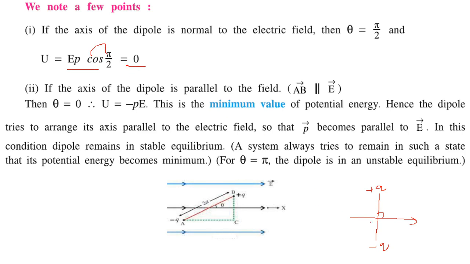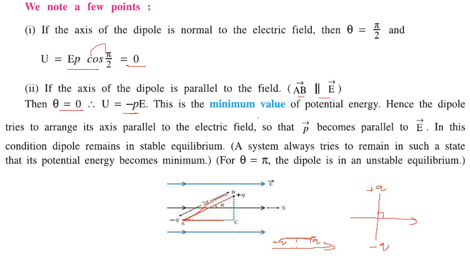And if it is parallel, say if this is the electric field line and this is the dipole, say this is minus q, this is plus q. The axis, because they are making 0 angle with each other, so it will be cos 0 here. Theta is 0, so simply it will be minus PE. The axis of the dipole is parallel to the field. AB is parallel to E here. If AB becomes parallel to this AC, then the potential energy will become just simply minus PE. This is the minimum value of potential energy.